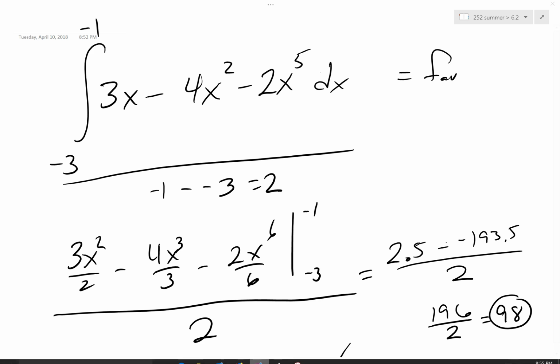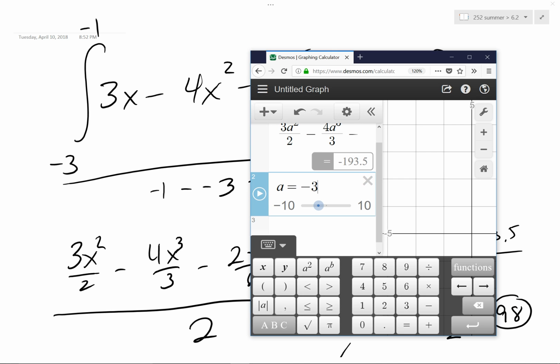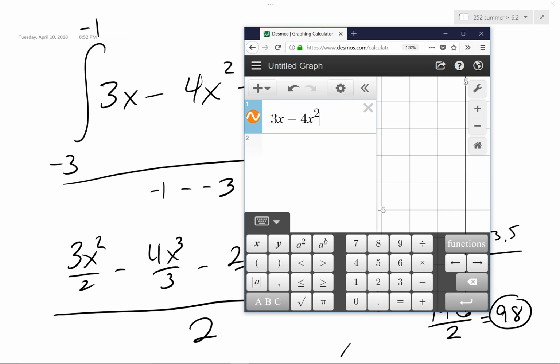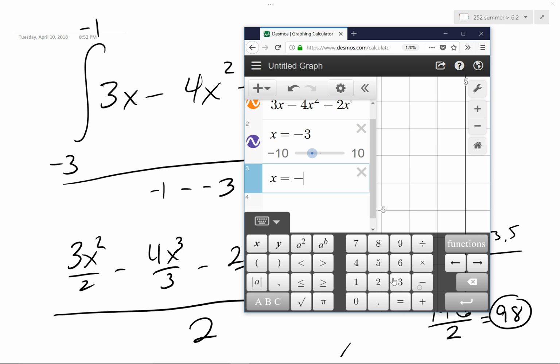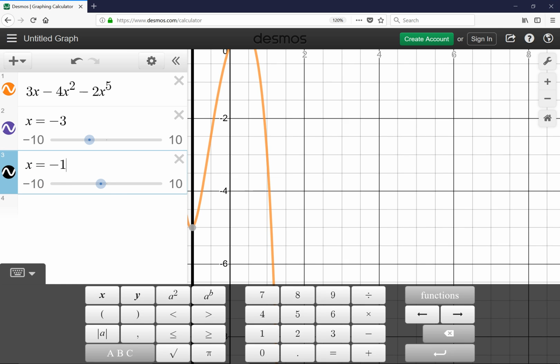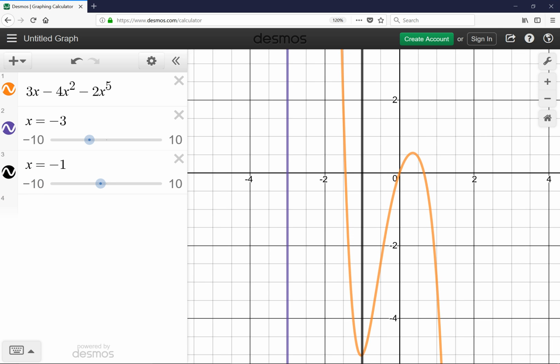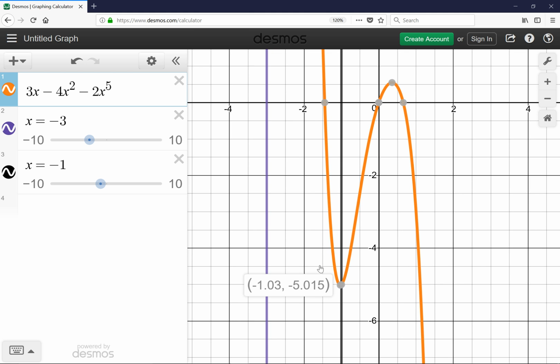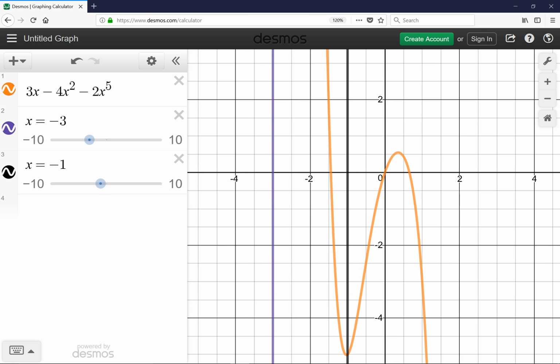So what I often do, but let's just see this for a minute. Let's actually just graph our original function here. So our original function was 3x minus 4x squared minus 2x to the 5th. Okay, and I'm going to then graph our x equals -3 and our x equals -1 routine. Hit OK and come back over here. So I want to know underneath of this orange line between here and going over here to the purple line, I don't know how much area I have.